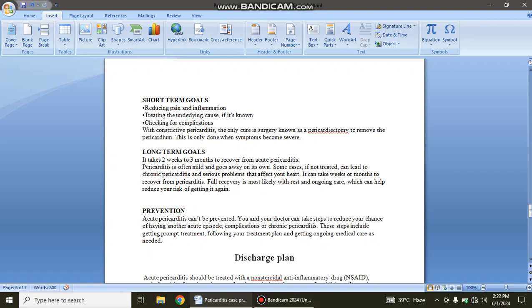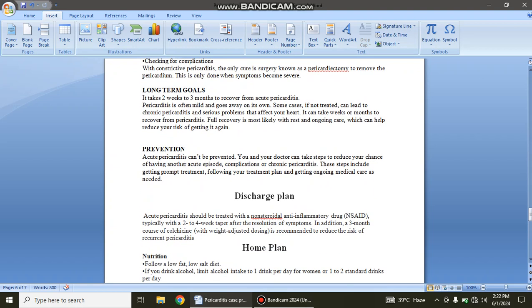It takes 2 weeks to 3 months to recover from acute pericarditis. Pericarditis is often mild and goes away on its own. Some cases, if not treated, can lead to chronic pericarditis and serious problems that affect your heart. It can take weeks or months to recover from pericarditis. Full recovery is most likely with rest and ongoing care, which can help reduce your risk of getting it again.